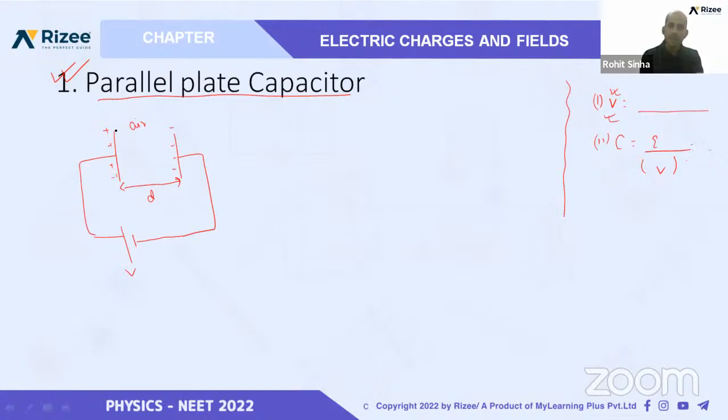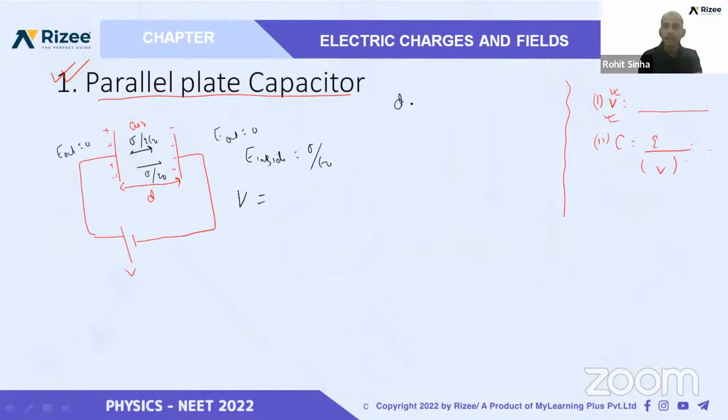We have studied earlier in our Gauss law topic that for an infinite plate, the electric field outside will be 0. For inside, the electric field due to the positive plate is sigma by 2 epsilon naught, and for the negative plate sigma by 2 epsilon naught. So we will say that the electric field inside will be sigma by epsilon naught.